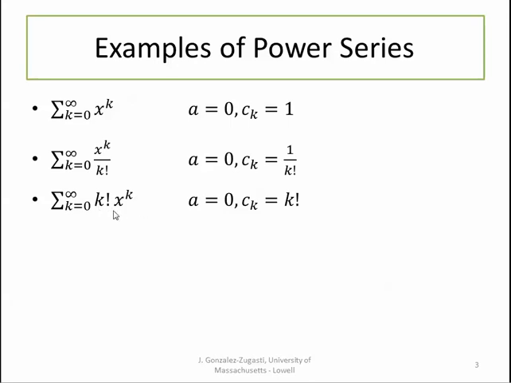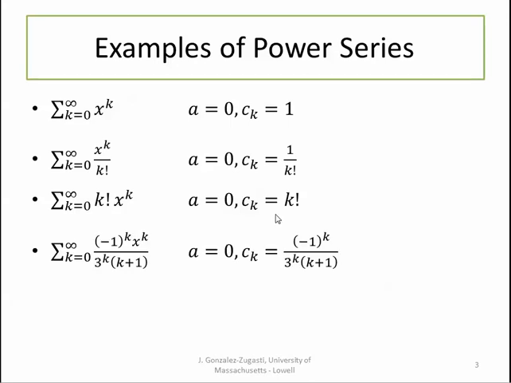Another example is k factorial times x to the k. We have our center 0 and our c sub k's are k factorial. And another example is this one. Here you have x raised to the k, so our center is going to be 0, and then everything else is our c sub k. So the minus 1 to the k over 3 to the k times k plus 1. As a final example, here's a series whose center is not 0. Its center is 5, so a is equal to 5. And then the coefficients are 1 over k squared.